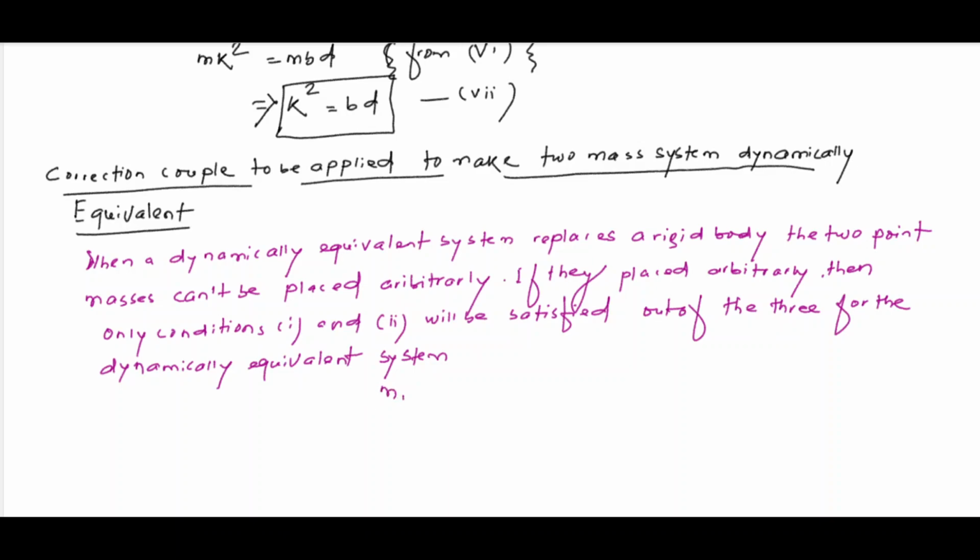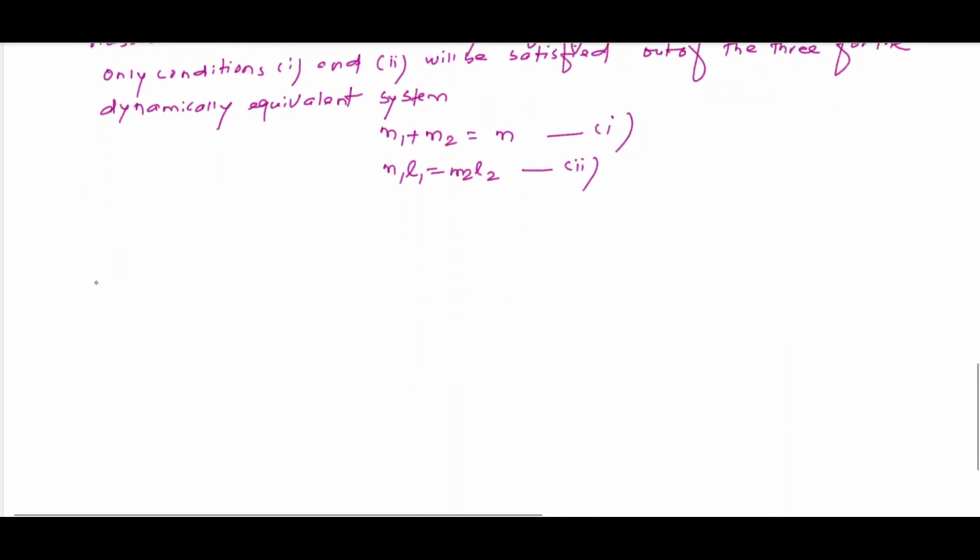The first condition is that m1 plus m2 should be equal to m, and M1 L1 should be equal to M2 L2. So only these two criteria will be fulfilled out of the three. Now, what was the third condition?